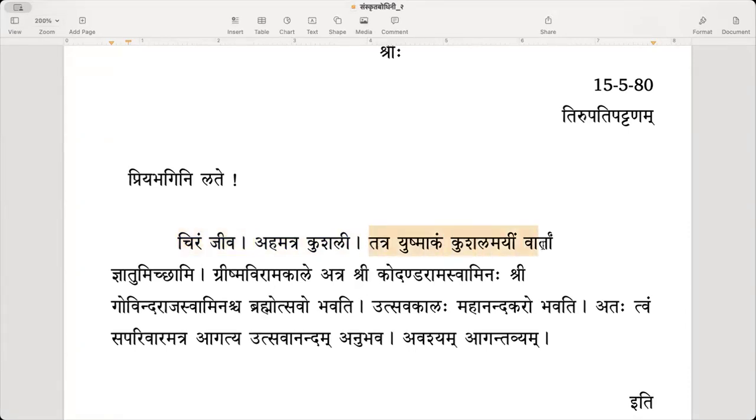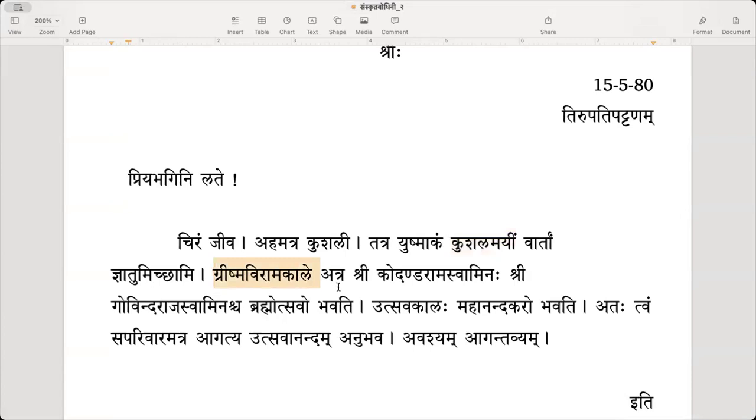Tatra Yushmakam Kushalamayim Vartam Jnatum Ichami. Wherever Lata is staying, he is probably staying in Tirupati and she is in Bhagyanagare Vartateva Prayaha. So Tatra, wherever you are staying, Yushmakam Kushalamayim Vartam Jnatum Ichami. I wish to know about your welfare. The news about your well-being. I would like to know.